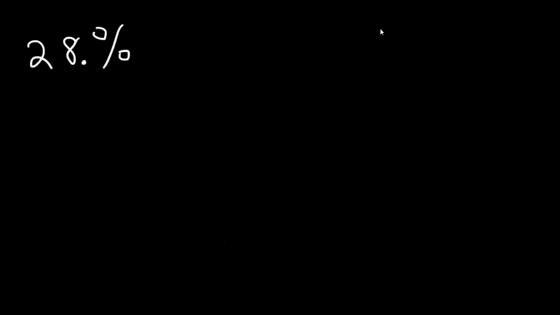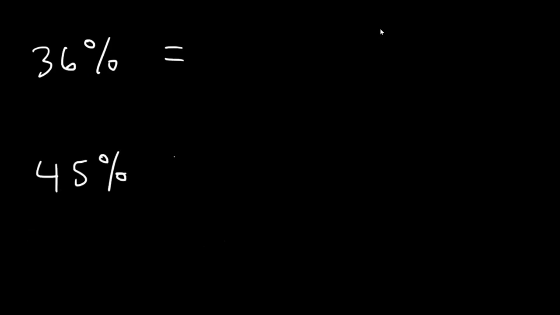So let's try another example, 28%. If we take the decimal point, move it 2 spaces towards the left or divide it by 100, this will equate to 0.28. So 28% is 0.28. Try these two examples. Convert 36% and 45% into a decimal. So if we move the decimal point 2 spaces to the left, this is equal to 0.36, and 45% doing the same thing is 0.45.